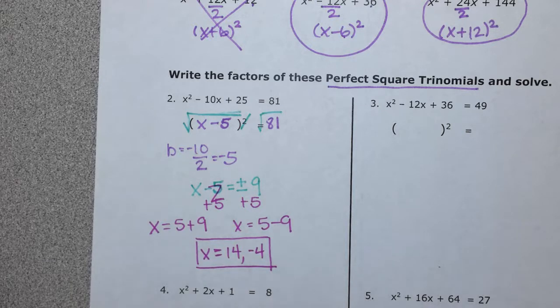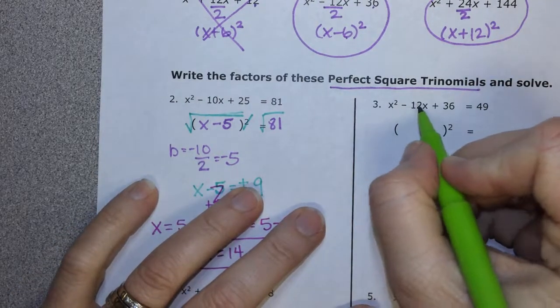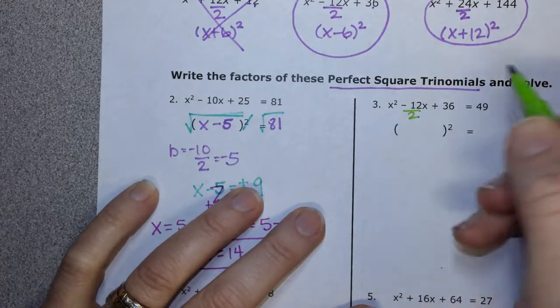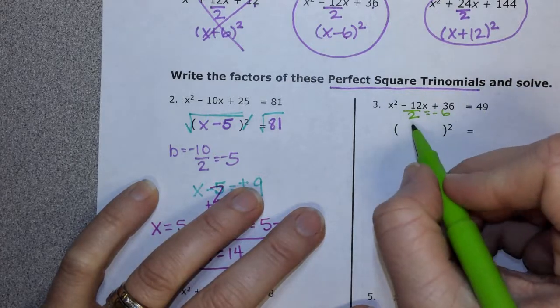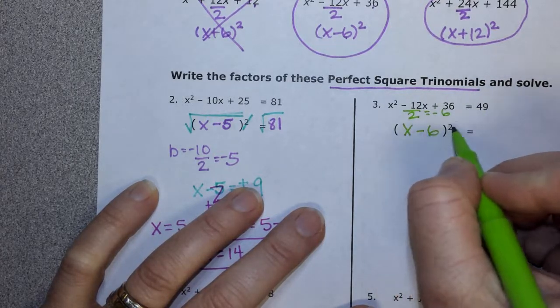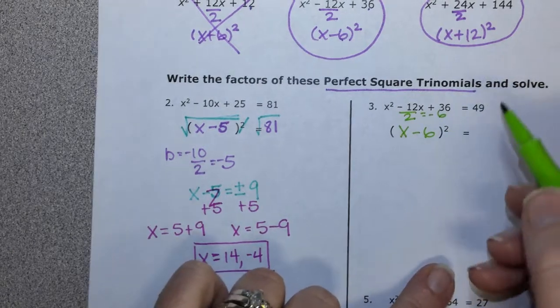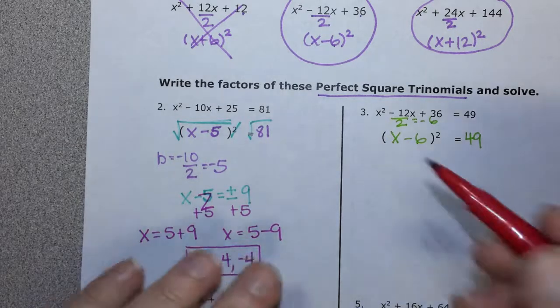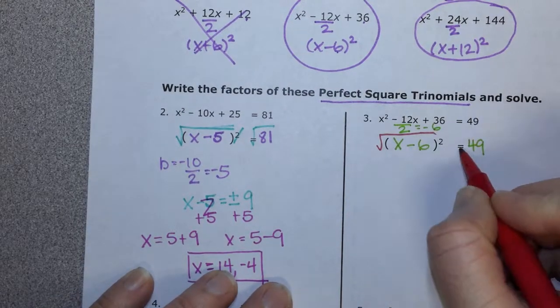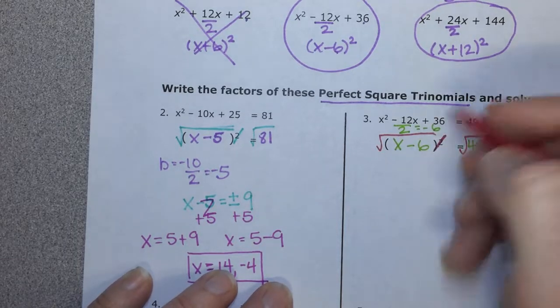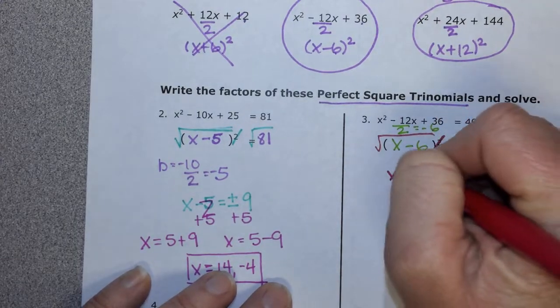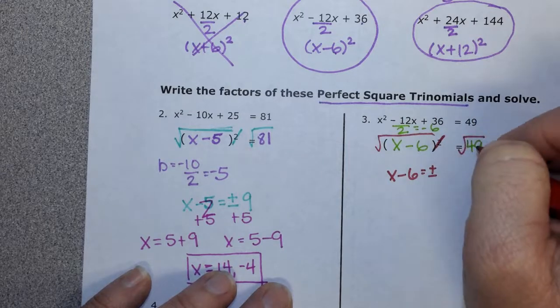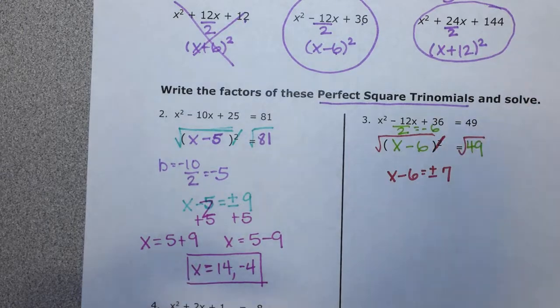Moving on to number 3. Again, all I need to do is take this negative 12 and divide it by 2, which gives me negative 6. So then I know my factors are x minus 6 squared, since this is a perfect square trinomial. And then I'm going to bring down the 49. All right, so now I have it set up to where I can take the square root of each side. So that's going to cancel this out. So now I have x minus 6 equals plus or minus, and the square root of 49 is 7.